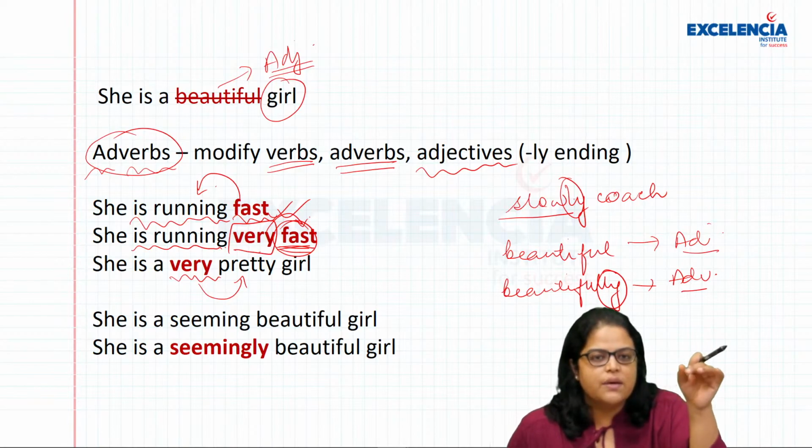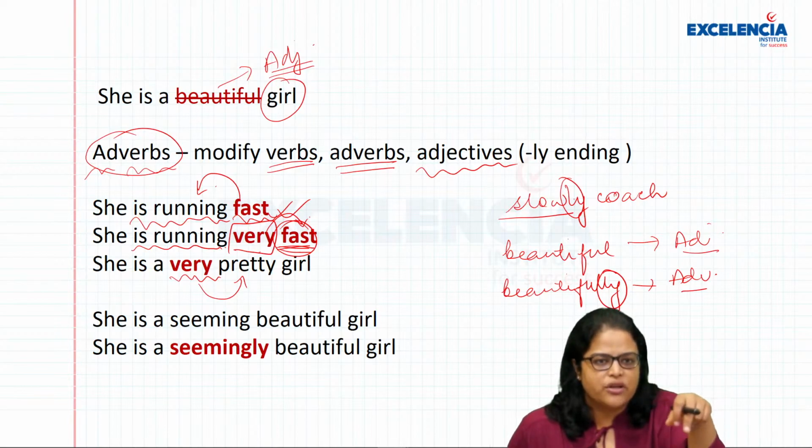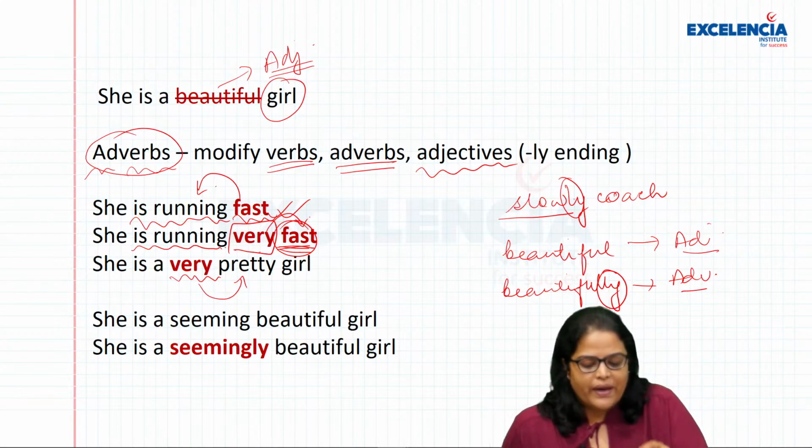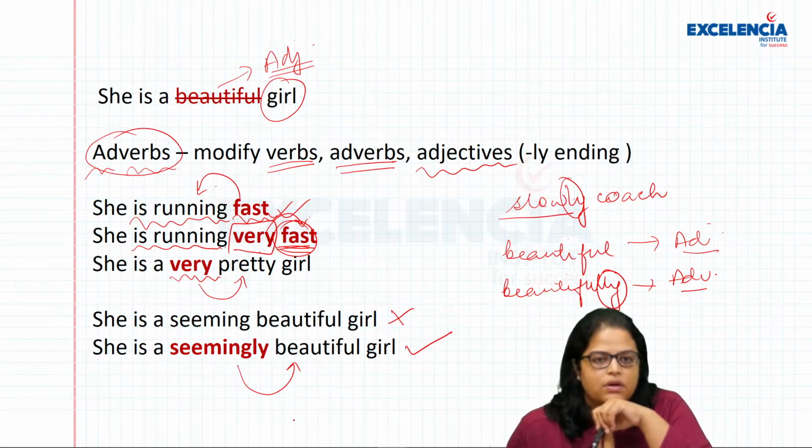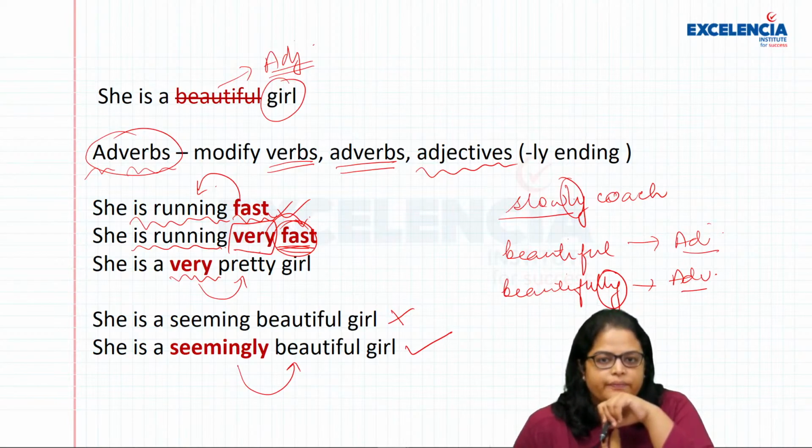So adjectives modify nouns, adverbs modify verbs, other adverbs and adjectives. So when I say she's a seeming beautiful girl, that's wrong. She's a seemingly beautiful girl, because this is describing the adjective beautiful, so it needs to be an adverb. Yes?